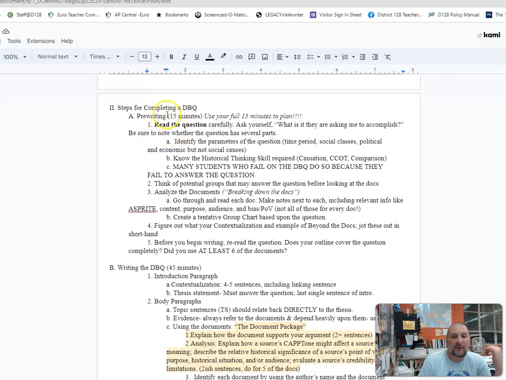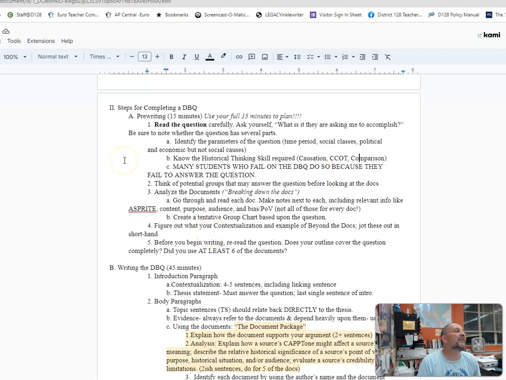First thing you need to do is read the question carefully. Ask yourself, what are they asking me to accomplish? Be sure to know whether the question has several parts. Is it political and social? Is it comparing and contrasting? What is it asking you to do? Identify the parameters of the question. What's the time period, social classes, political, economic, but not social? Make sure you know the historical thinking skill. Is it causation? Is it continuity and change over time? Or is it comparison? You have to know what you're answering. You have to know the task they're asking you to do before you can put together your thesis.